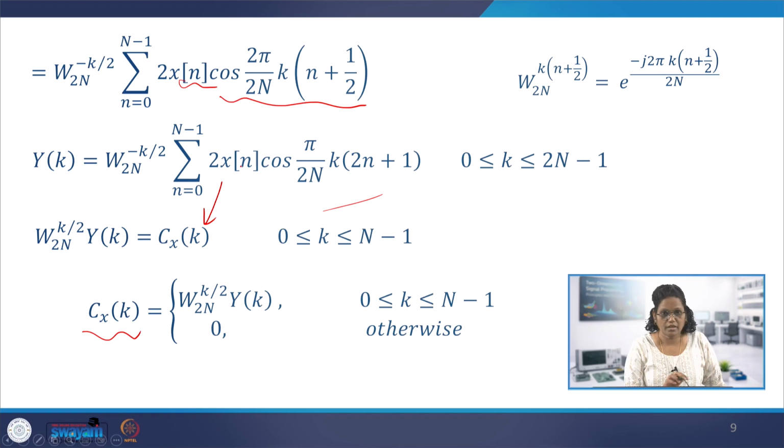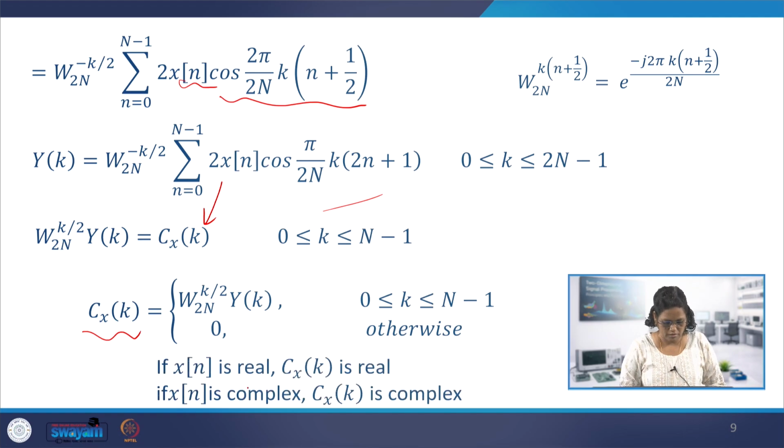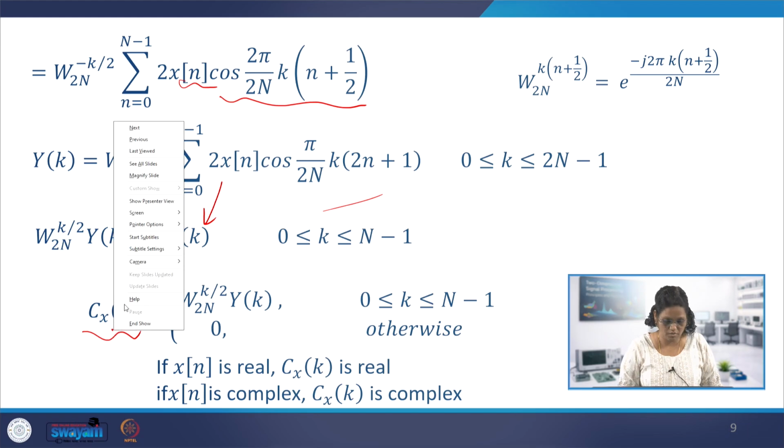The steps: take the x of n, make y of n, then compute the 2N-point DFT of y of n, and from that y of k collect only the N points for the DCT coefficient. If x of n is real, this coefficient would also be real. If x of n is complex, then C_x would also result in complex values.